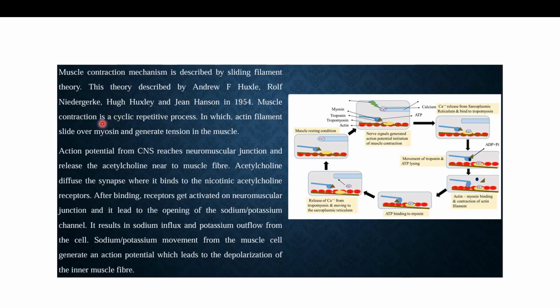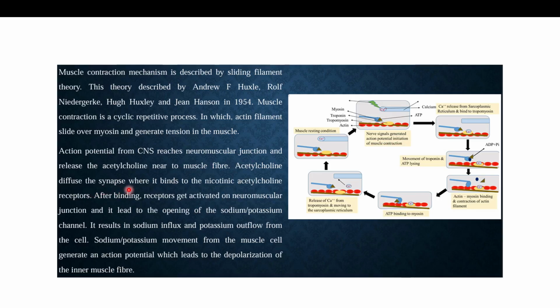So what happens is, it is a cyclic repetitive process, this sliding filament theory. In general, muscle contraction is a cyclic repetitive process where the actin filaments slide over the myosin filaments and eventually generate a tension in the muscle. Okay. So if we again look at it, action potential from the CNS reaches the neuromuscular junction. Acetylcholine is released here. Okay. Nerve signals generate action potential, which initiates muscle contraction, right?